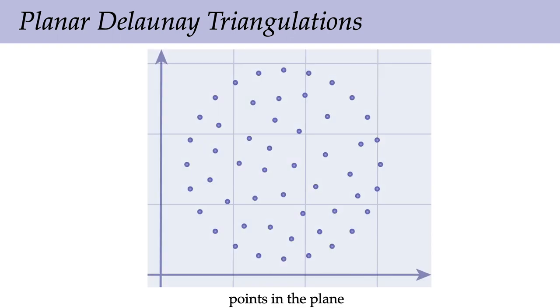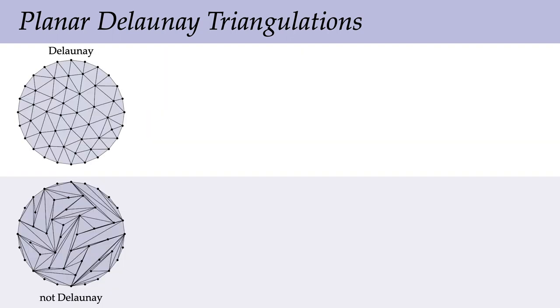If you haven't heard of them before, Delaunay triangulations are a classic object from planar computational geometry. So let's forget about surfaces for a moment and consider instead points in the plane. There are many ways that we could triangulate them, but there's one triangulation which is, in many respects, the best option, the Delaunay triangulation. I'll give a precise definition in a moment, but for now the important thing is that Delaunay triangulations have a ton of beneficial properties.